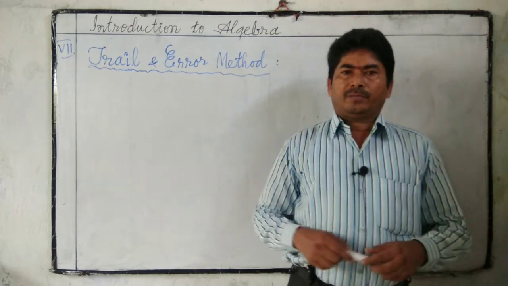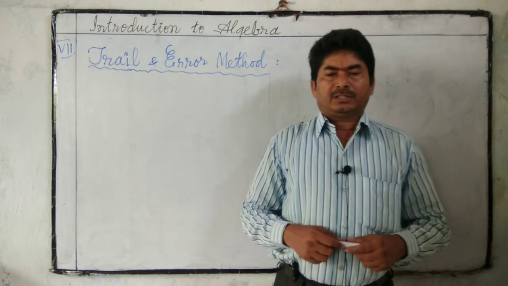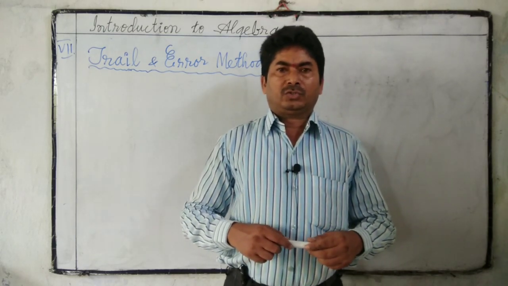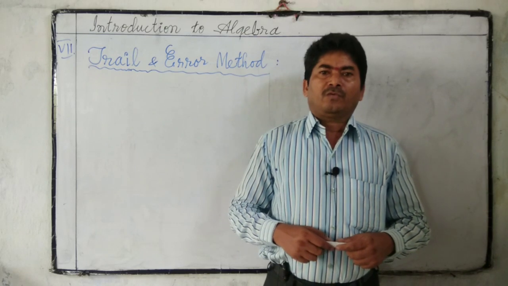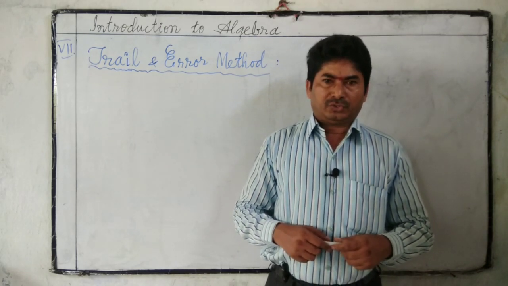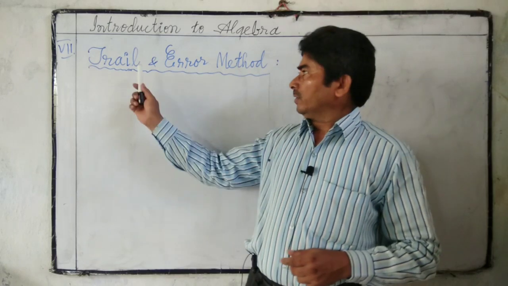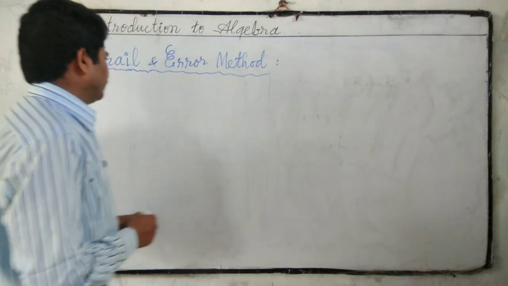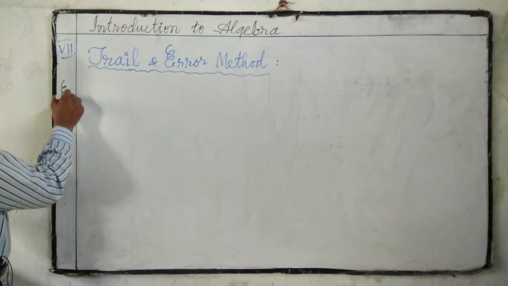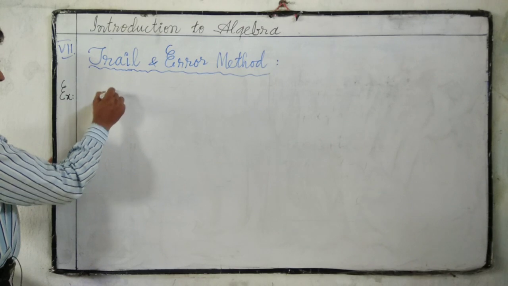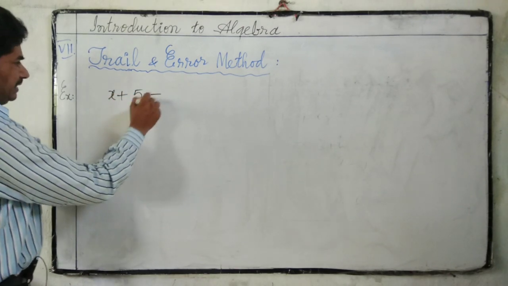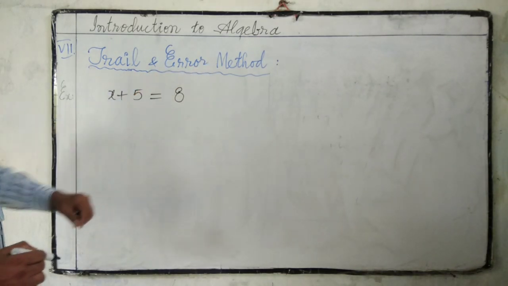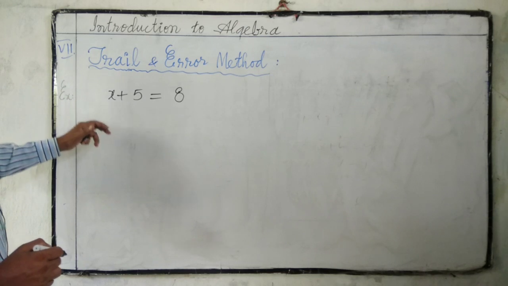Trial and error method. What is a trial and error method? To get the solution of an equation, one of the methods we use is called trial and error method. Let us see one example for this. X plus 5 is equal to 8. In this trial and error method, we give some values for this variable.